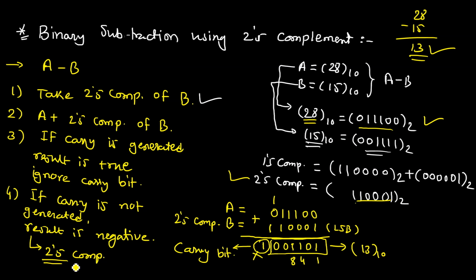Similarly, in binary subtraction using 1's complement, if carry is not generated, then we have to take the 1's complement of the given result, which is also known as self complement. In this method, binary subtraction using 2's complement, if carry is not generated, then the result is negative, and we have to take the 2's complement, or self complement, of the given result to get the final answer. Clear? This way we can subtract any binary numbers using 1's complement or 2's complement.